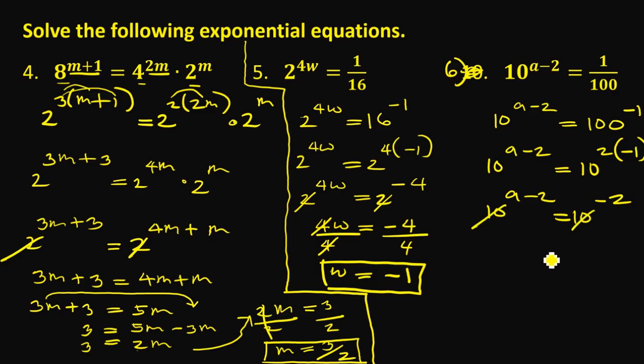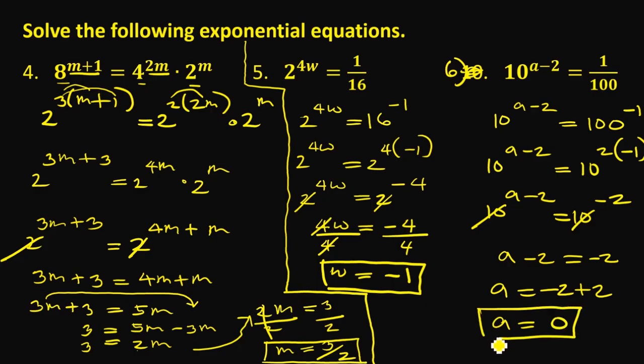Cancel the base, then copy the exponent. So we have a minus 2 equals negative 2. Then solve for a, isolating the numbers and the variables. So a equals negative 2. Negative 2 from the left will become positive 2 on the right. And therefore, a is 0. Negative 2 plus 2, that is unlike signs, so subtract: 2 minus 2 is 0. The value of a is 0.